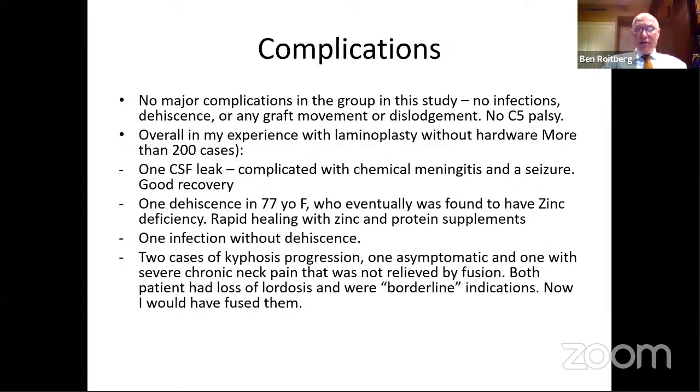One dehiscence in a 77-year-old female who eventually was found to have zinc deficiency and had rapid healing with zinc and protein supplements, one infection without dehiscence, and 2 cases of kyphosis progression, one asymptomatic and one with severe chronic neck pain that was not relieved by fusion. Both of those patients were borderline indications, and one of them did not cooperate with wearing a collar. But at this time, I would have fused them rather than go with laminoplasty without fusion.